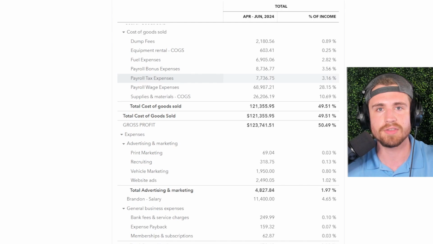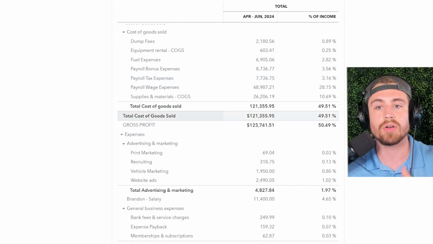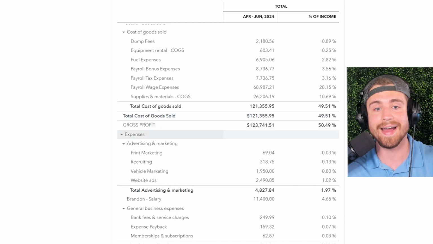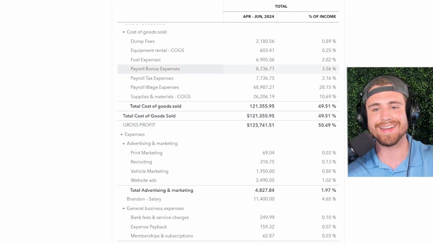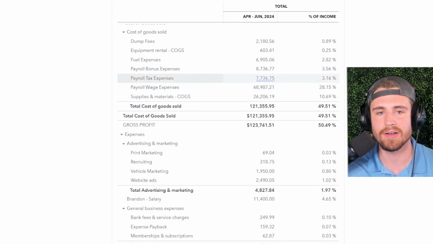So we all know, if you've ever been an employee, you get your check, and the government takes like 20-30% of it. They take their cut. Well, they do that to the employer too. So the employer also has to pay tax for paying you. It goes both ways. That's what this is here. This is payroll tax. We have to pay the government for paying our team members.